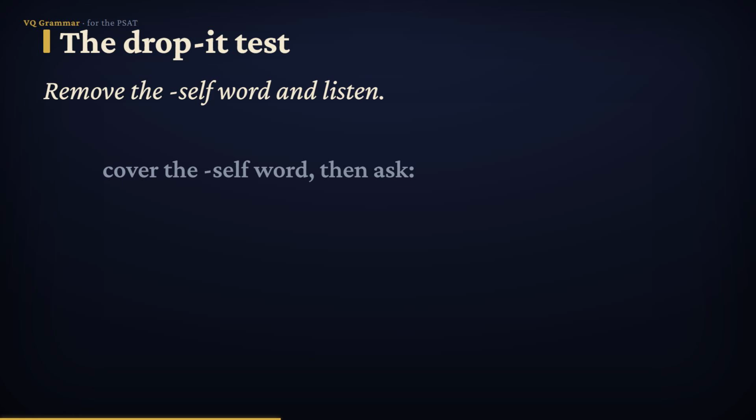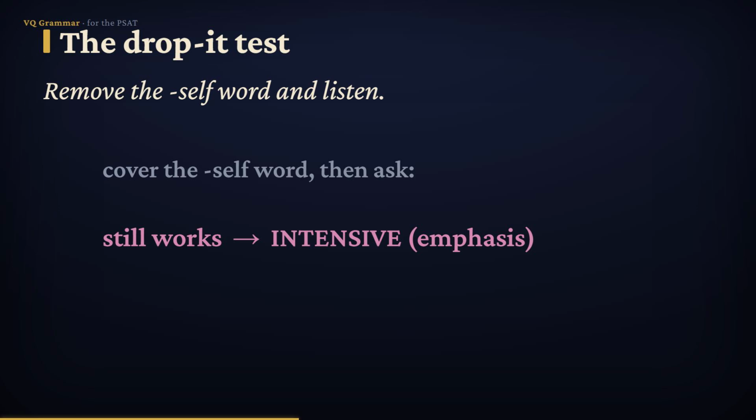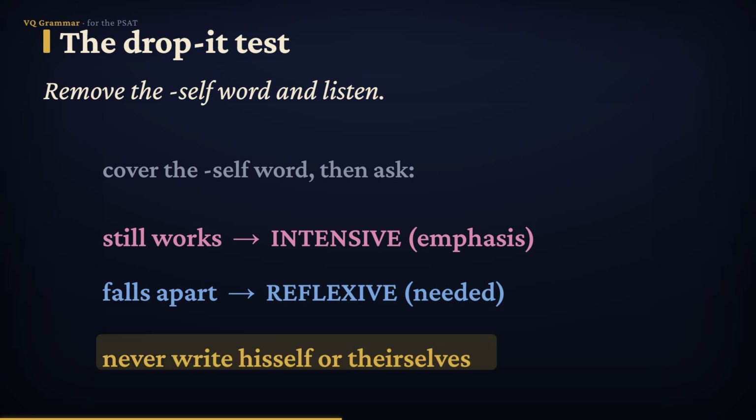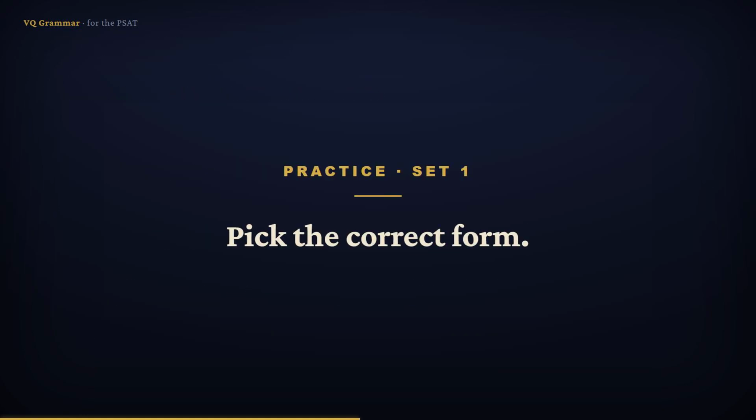So here's the one test that sorts them out. Cover up the self word and read the sentence without it. If the sentence still works, the word was only adding emphasis, so it's intensive. If the sentence falls apart, the word was needed, so it's reflexive. Drop it. Still works means intensive. Falls apart means reflexive. And one warning before we practice. The words his self and their selves are never correct. Use himself and themselves. In this first set, just pick the correct self pronoun.